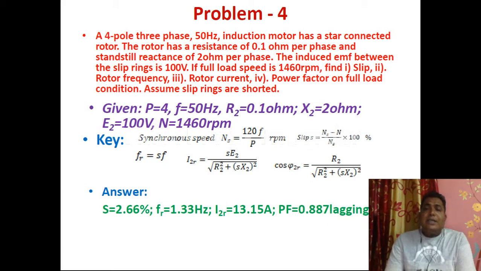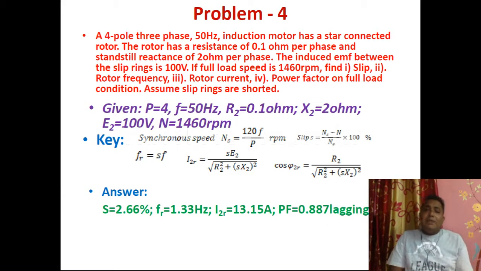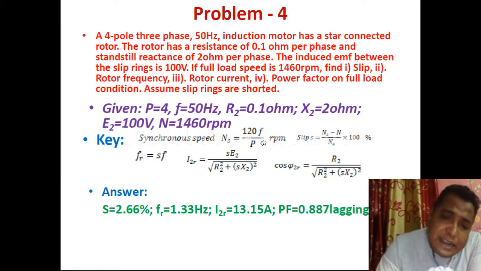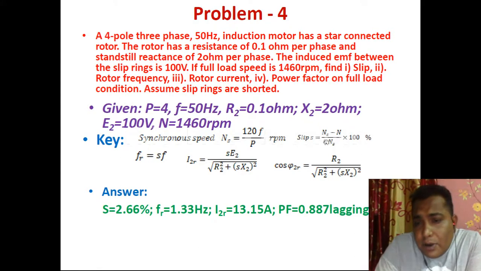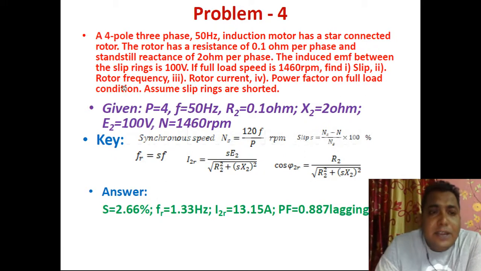Now we have to find out the slip. What is the slip formula? That is Ns minus N by Ns. N is given in the problem, 1460. Follow my pointer here. Now we have to find out Ns. The Ns formula is 120 f by P. F is given, P is given, so find this out, put that value over here, and you get the slip.